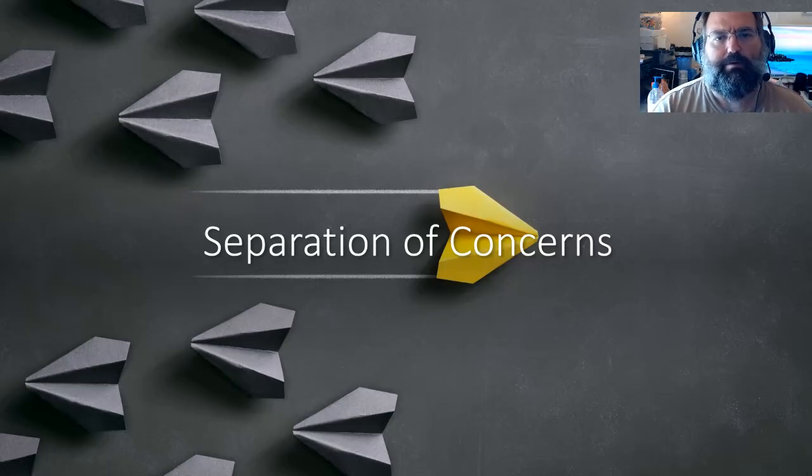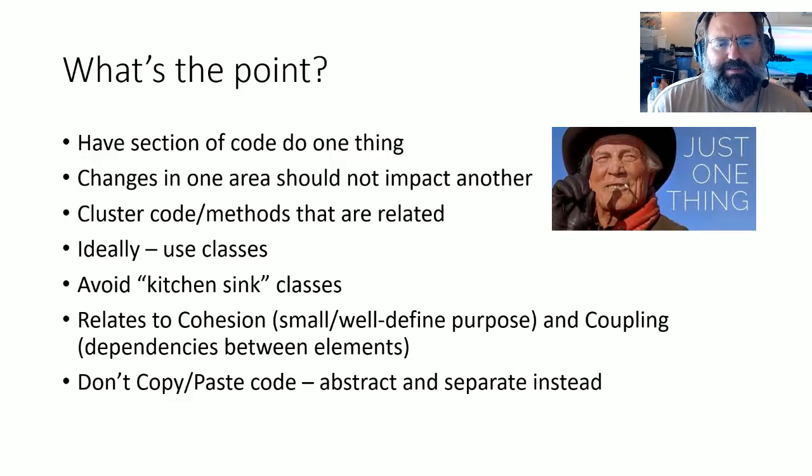Separation of concerns, also an important concept whenever you're dealing with programming. The basic idea here is you should do one thing and one thing well. And that applies not necessarily to you as a person, but your code that you write.